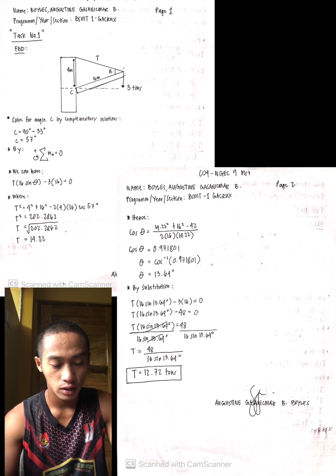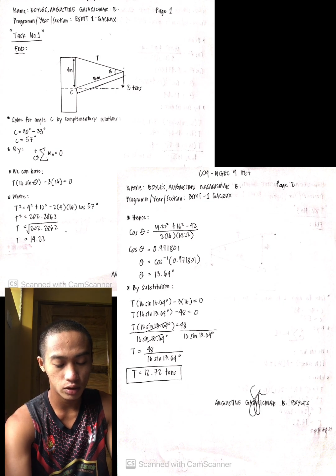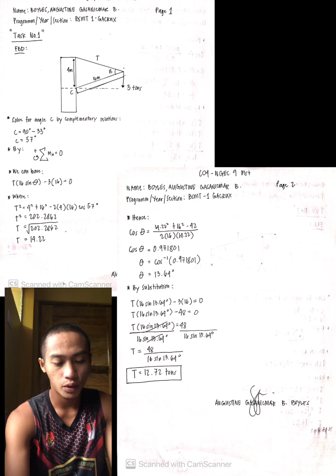Where T squared equals 4 squared plus 16 squared minus 2 times 4 times 16 and cosine 57 degrees. So T squared equals 202.2862. We square root the 202.2862, so T equals 14.22.